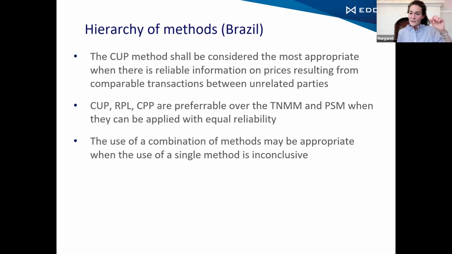And the next level down, if you don't have the data available to use that method, and we'll talk about why in a second, the next methods after that would be the resale price and the cost plus method. And that's because those are considered transactional methods, and those are preferred over the TNMM and the profit split method, because those are more indirect methods. Those are methods that will benchmark a transaction based on the profit earned.